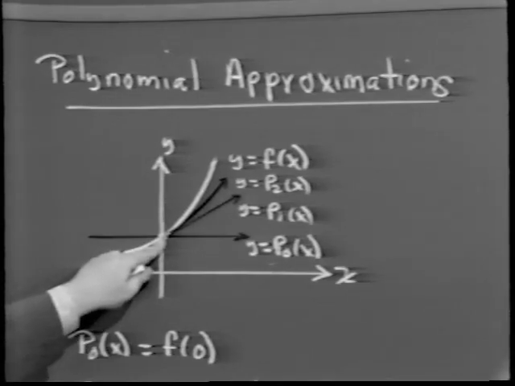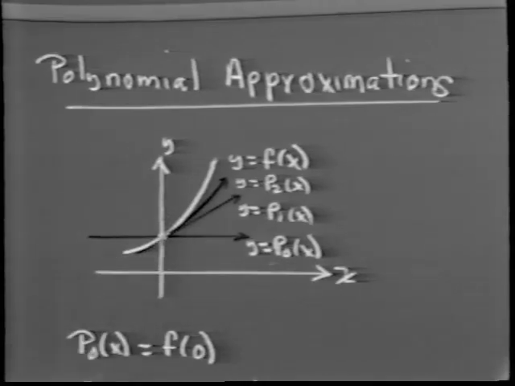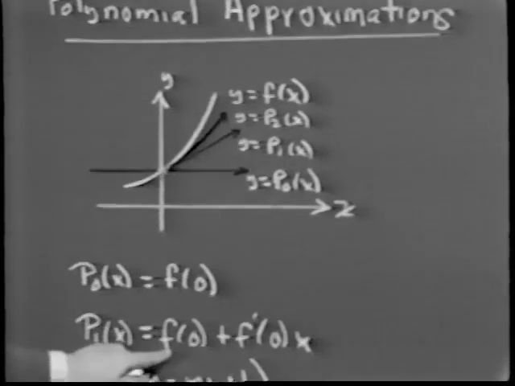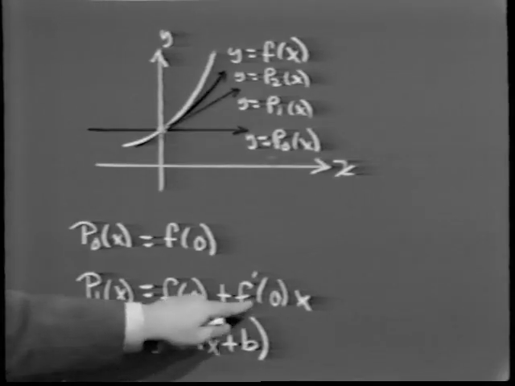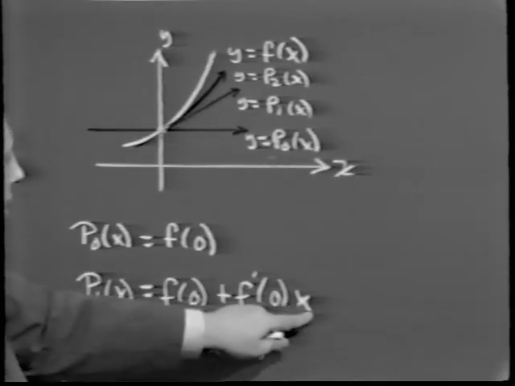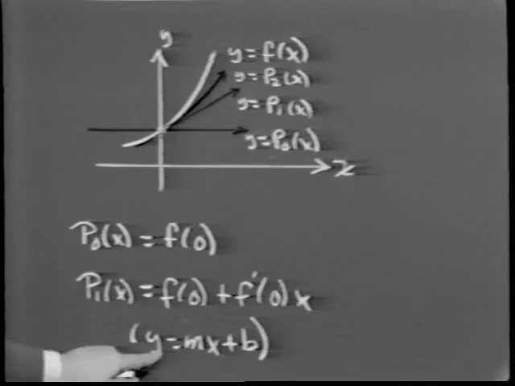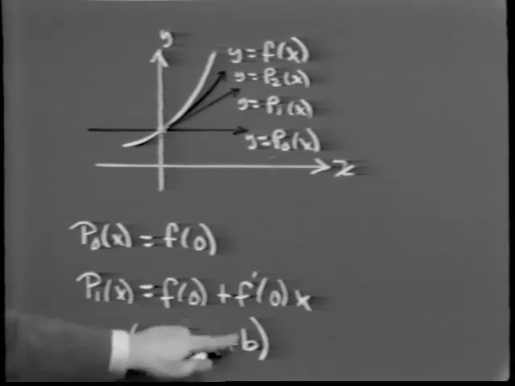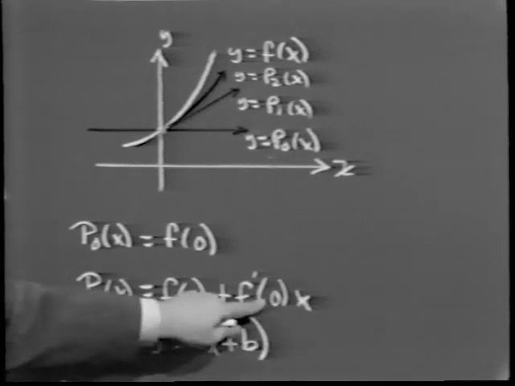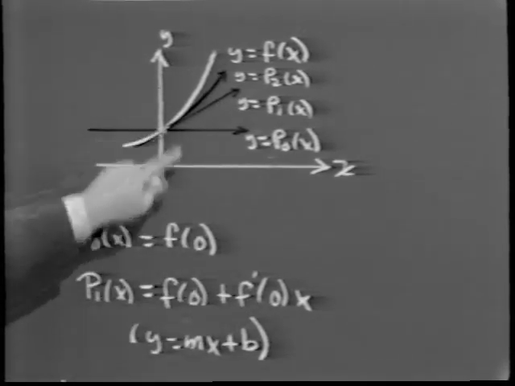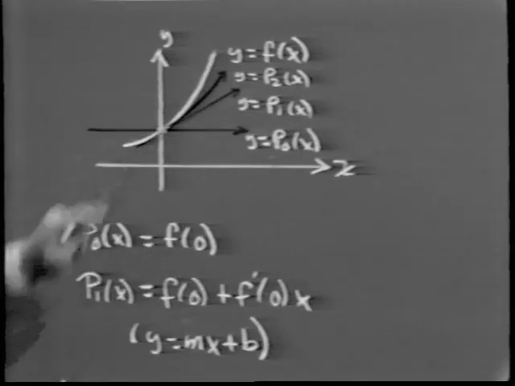Now again, sparing you the details, because the details are supplied in the text, the polynomial there is simply what? f of 0 plus f prime of 0 times x. In other words, it's the tangent line. The basic equation of the tangent line is y equals mx plus b, where m is the slope, which is f prime of 0, and b is the y-intercept, which is f of 0 over here.